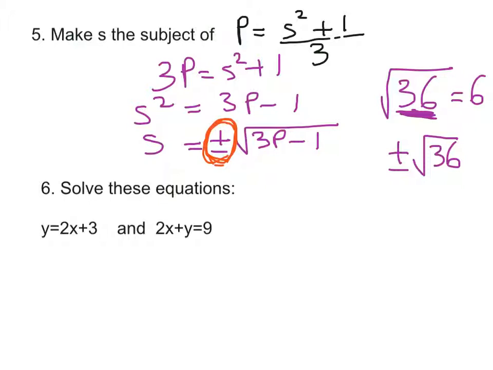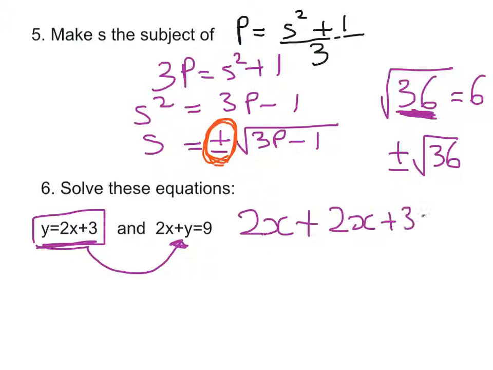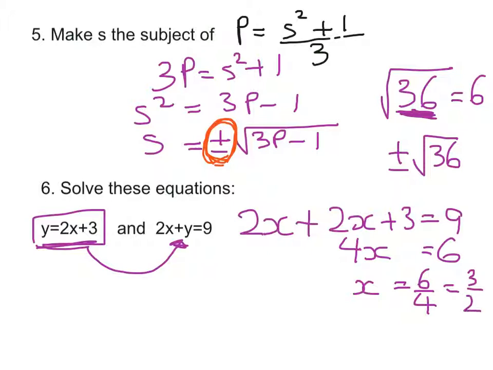Right, next question, last question, solve these equations. Well, you've got y equals 2x plus 3, and here you've got a y term. So substitution's by far the easiest way to go. So we're going to substitute this one into this term. So 2x plus 3 is 9. 4x equals 6. x equals 6 over 4, which is the same as 3 over 2, right? That's a much nicer way to write x.